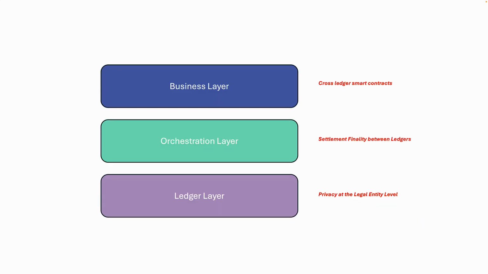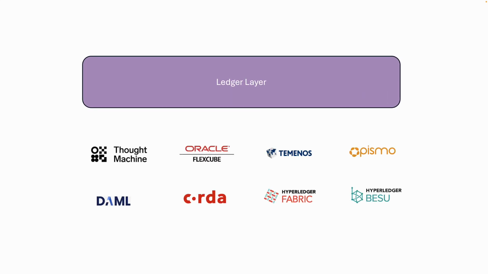First, let's look at the architecture of LedgerSwarm. LedgerSwarm has three primary layers. The ledger layer is where balances are recorded and updated. Ledgers are a property of a legal entity, such as a bank, so LedgerSwarm allows each participant to maintain a private and separate ledger. LedgerSwarm can connect to existing core banking platforms and to DLT ledgers.